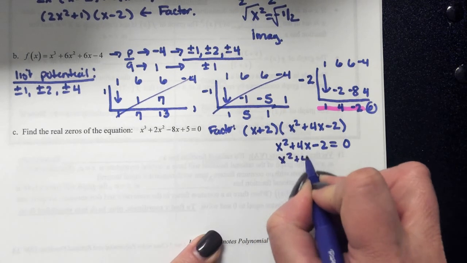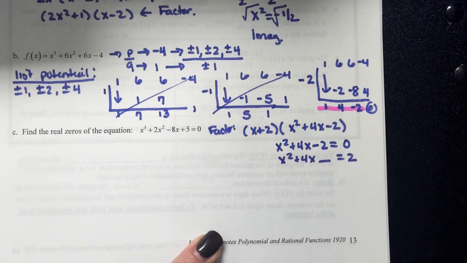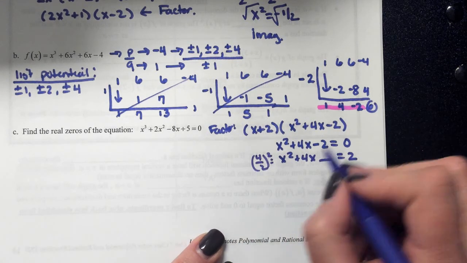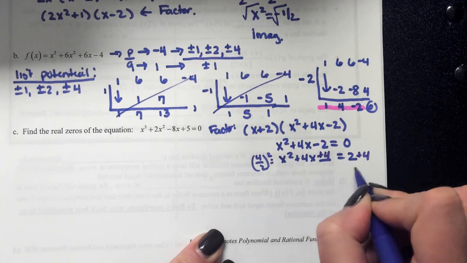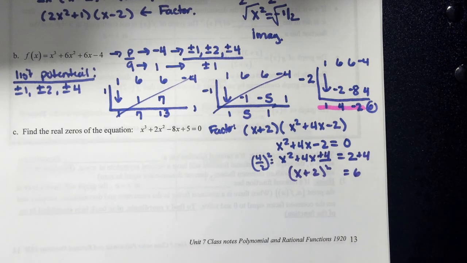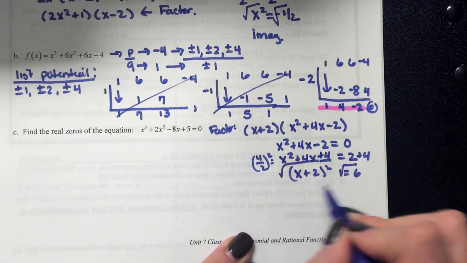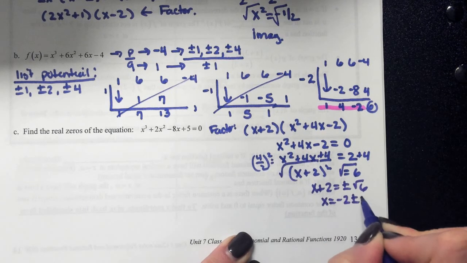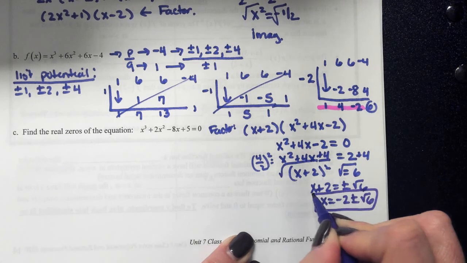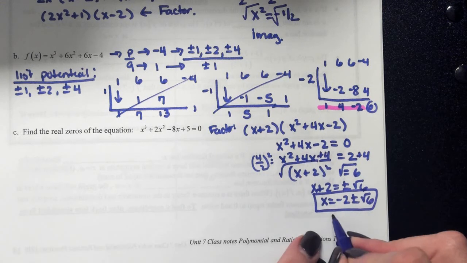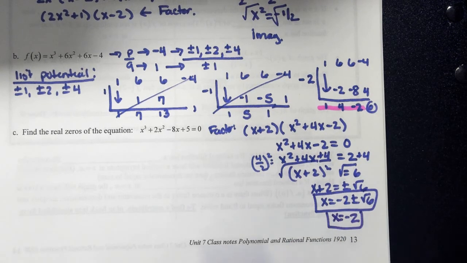So x squared plus 4x equals 2. Take 4, divide it by 2, and square it. So what am I going to add to both sides? 4. So I end up with 6 is equal to x plus 2 to the second. Then what? I'm going to take the square root of both sides. So x plus 2 equals plus or minus square root 6. So x equals negative 2 plus or minus square root 6. So you have one real rational solution of negative 2 plus these two irrational.